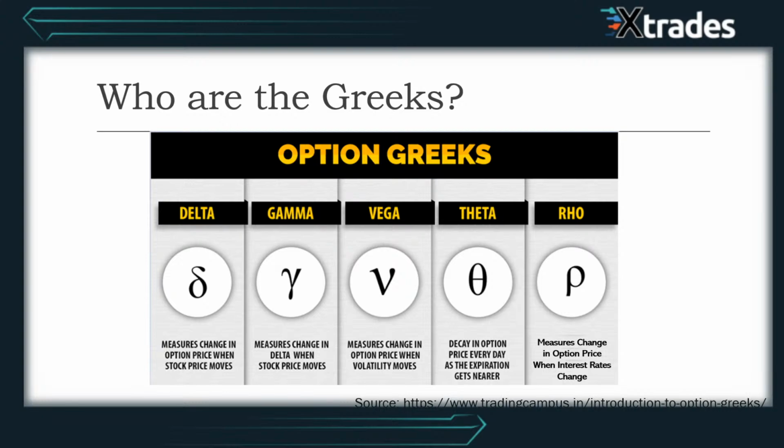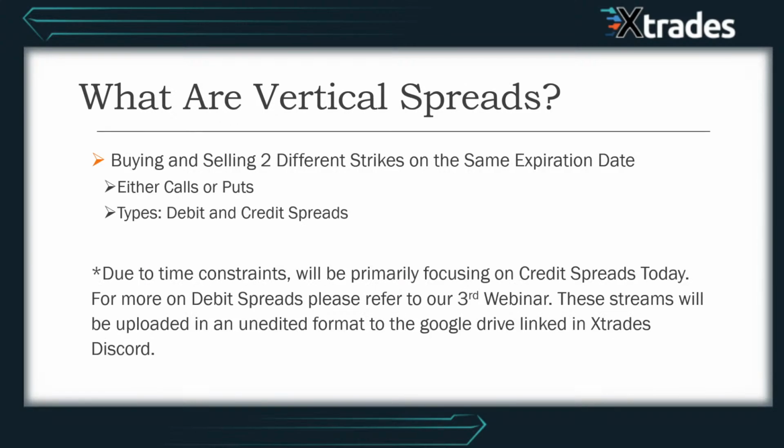And you might notice that the font is different as well for this one because I fixed it. But it measures the change in option price as a change of interest rates. Usually this is not too significant for us as traders. All right, getting into the meat of things now.